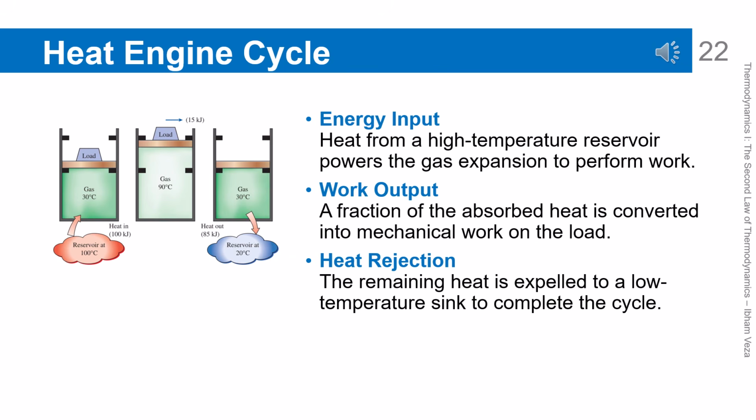Heat engine cycle. A heat engine cycle describes a repeating process that allows continuous production of work. Heat is absorbed from a high-temperature reservoir to drive the system. Part of this energy is converted into useful work. The remaining heat must be rejected to a low-temperature reservoir. Without this heat rejection process, the cycle cannot be completed.